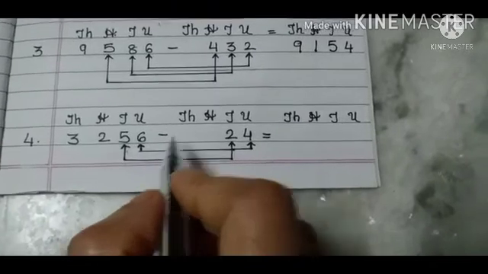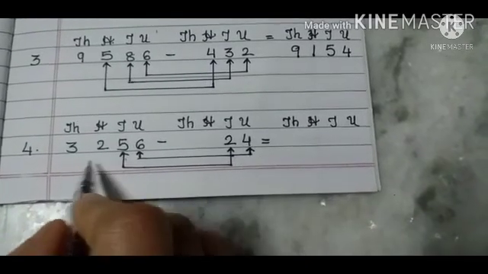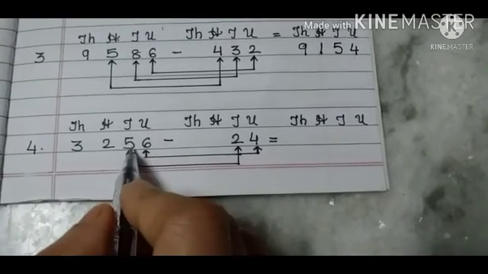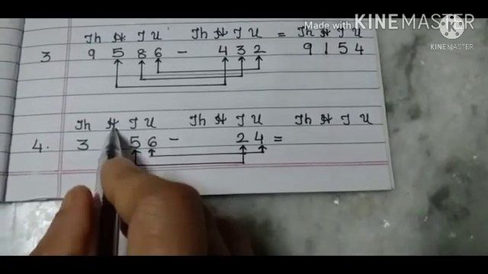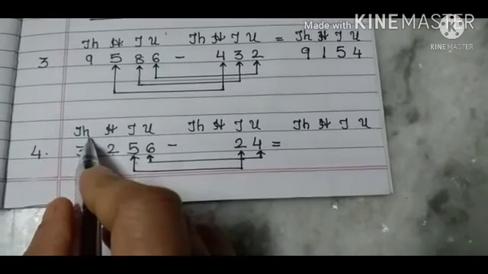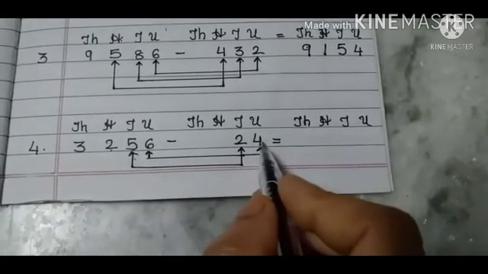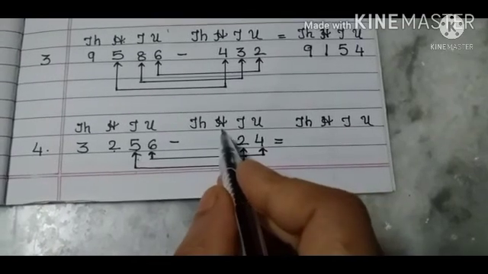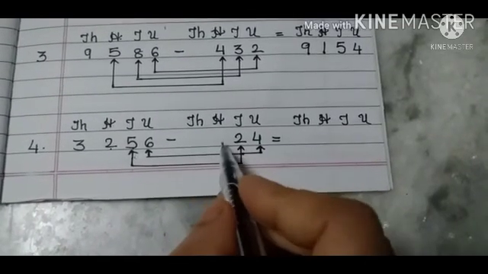Now the next question is 3256 minus 24. So we will arrange the numbers place wise. So see, 6 is in units place, 5 is in tens place, 2 is in hundreds place and 3 is in thousands place. And in the second number 4 is in units place and 2 is in tens place. There is no hundreds and thousands digit given.